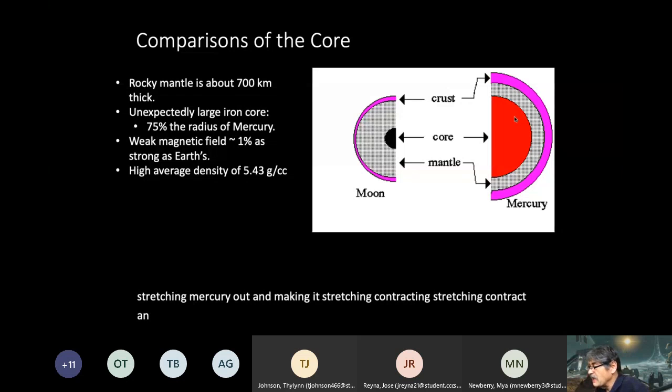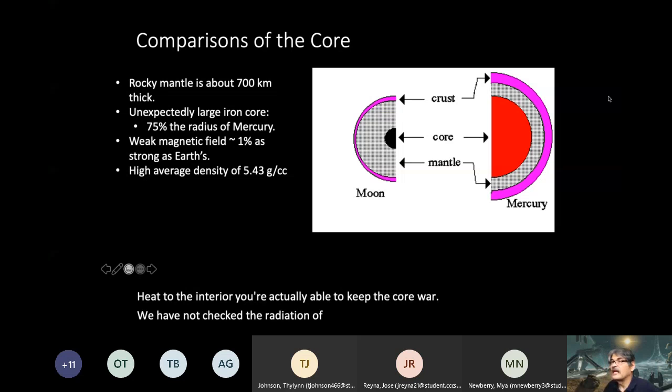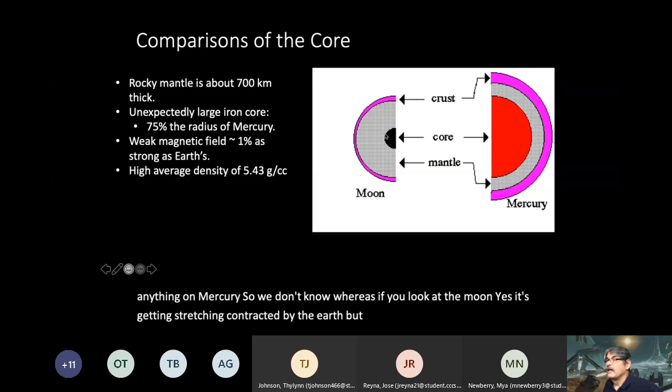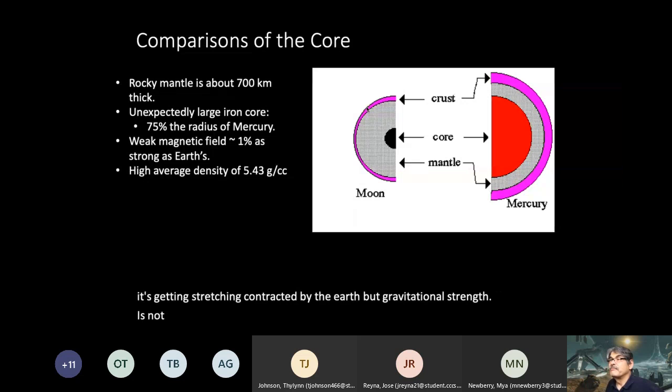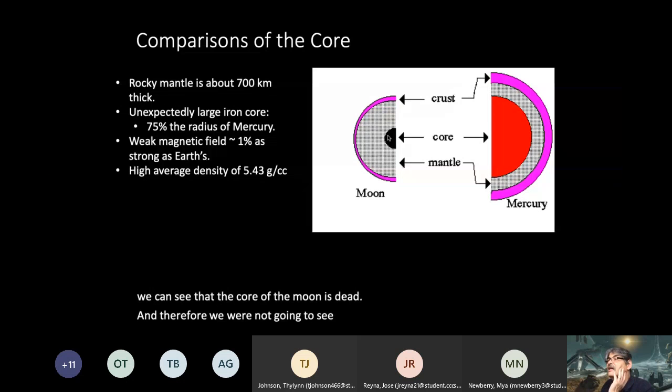And every time it does that, it actually adds heat to the interior. And by adding heat to the interior, you're able to keep the core warm. We have not checked the radiation of the rocks, and we haven't landed anything on Mercury, so we don't know. Whereas if you look at the moon, yes, it's getting stretched and contracted by the Earth, but the gravitational strength is not nearly as strong in comparison. So if we look now at the core of the moon, we can see that the core of the moon is dead. And therefore, we're not going to see a lot of activity on the moon in comparison to Mercury.